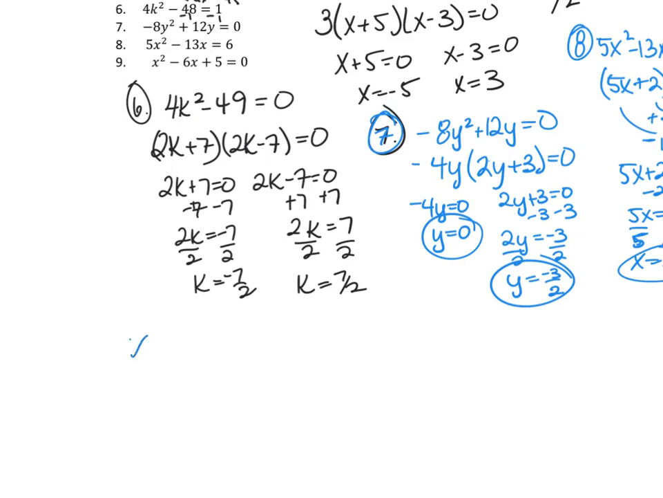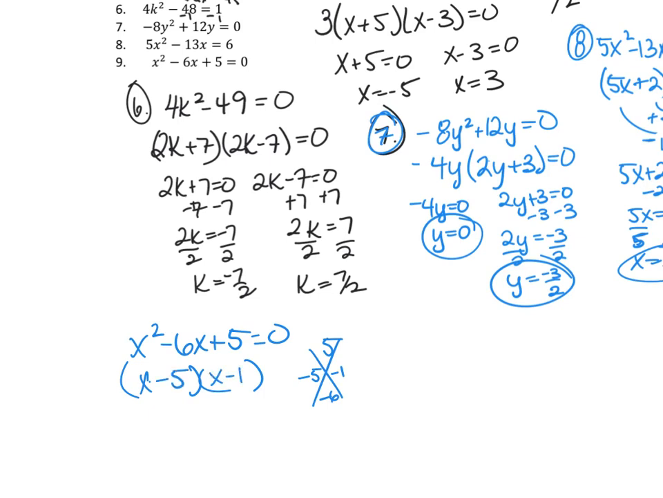And number 9, x squared minus 6x plus 5 equals 0. What two numbers multiply to 5 and add to negative 6? Negative 5 and negative 1. So x minus 5, x minus 1. So x is equal to 5 and positive 1.